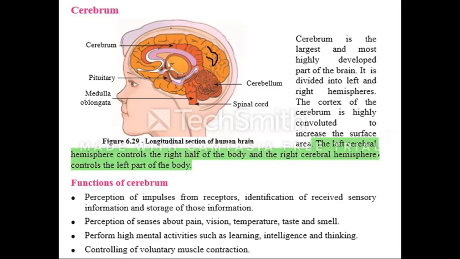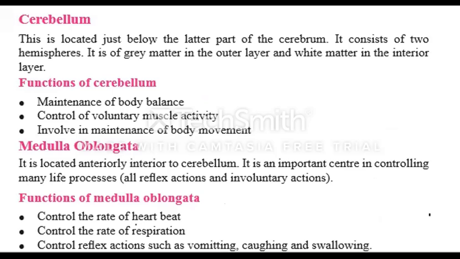Now we move on to the cerebellum. Now let's talk about the cerebellum. So it is located just below the cerebrum. It also consists of two hemispheres, and just like in the cerebrum, gray matter is found in the periphery or outer layer, while the white matter is found in the interior layer, right? Okay. So what are the functions of the cerebellum? Maintenance of body balance, control of voluntary muscle activity or skeletal muscle activity, and involvement in maintenance of body movement.